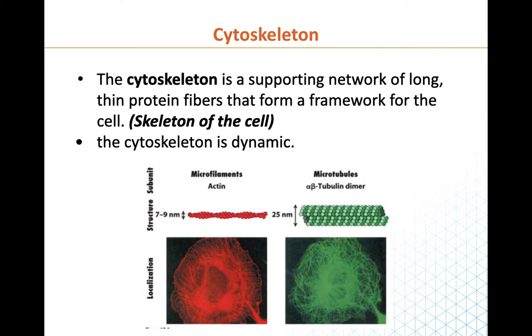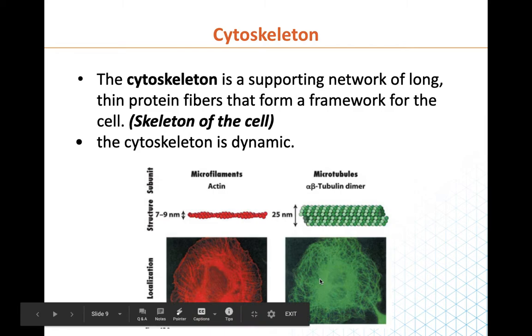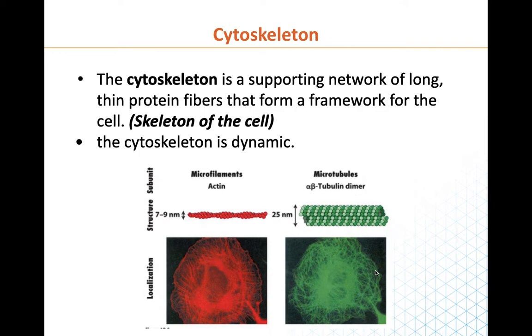So if the cell needs a microtubule to be built here, it will be built here. And if suddenly it doesn't need it, it'll break down and it'll go and build itself somewhere else, right? So that's the difference between our skeleton and a cytoskeleton, which is inside the cell. They help to support the cell, they help to give it shape and structure, and they are dynamic, meaning that they change according to the cell's needs.